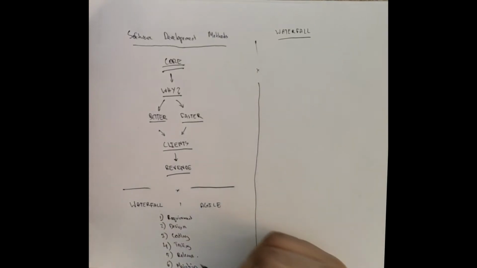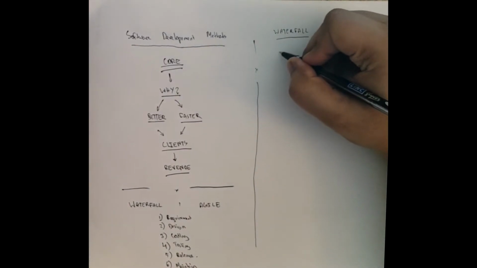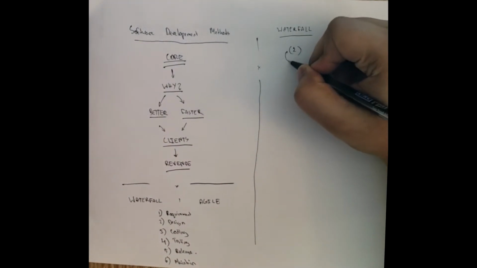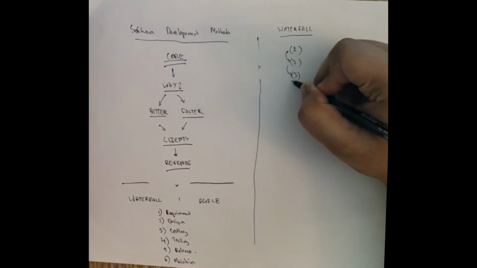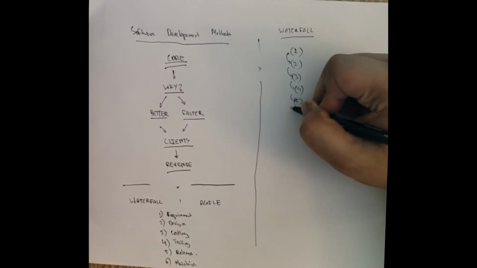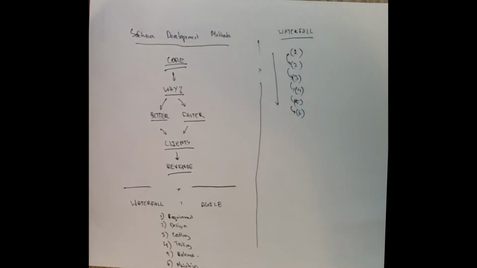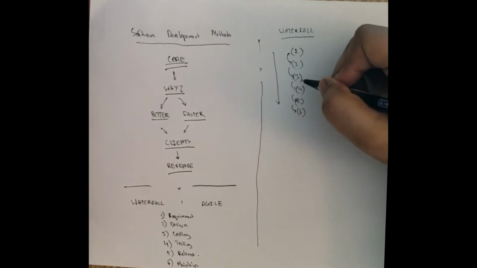Now, if we want to visually represent waterfall, it will be something like, let's use the numbers. 1, the requirements, then we go to step 2, then step 3, step 4, step 5, and finally step 6. Now, as you can see, we're just going downwards, one after the other. So each step is reliant on the previous steps. So before we go to 2, we finish 1, and so on and so forth.